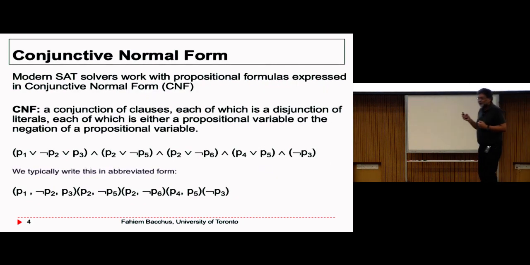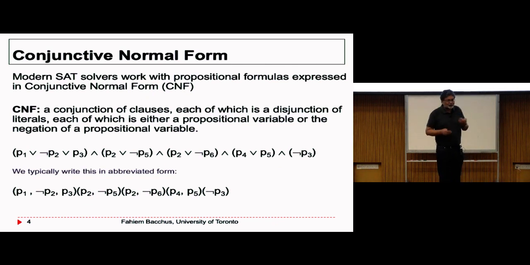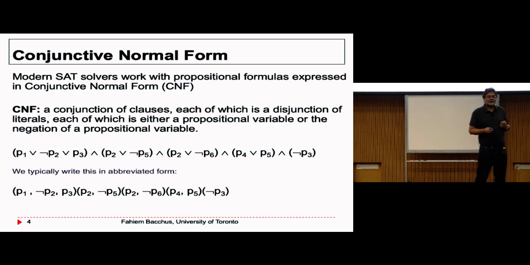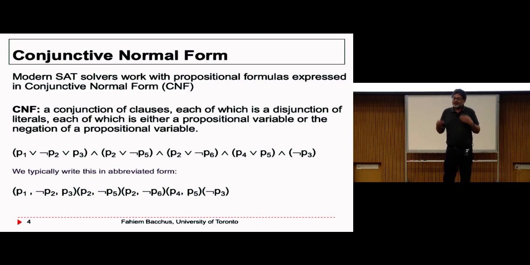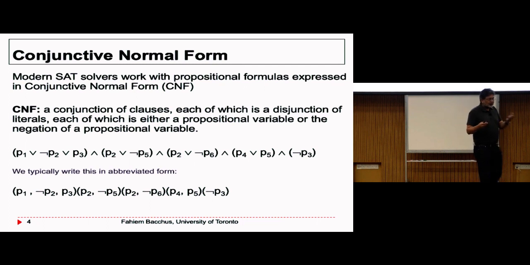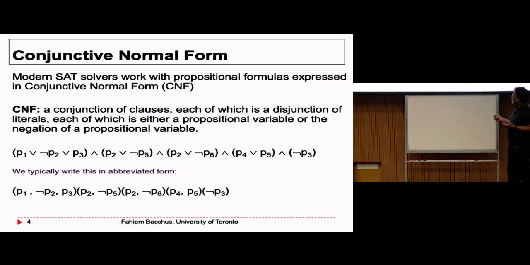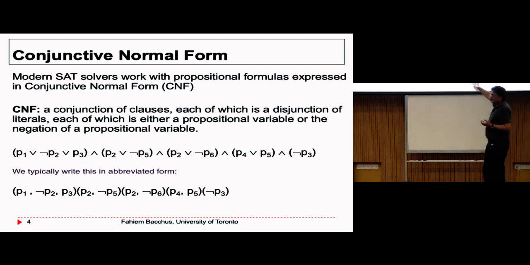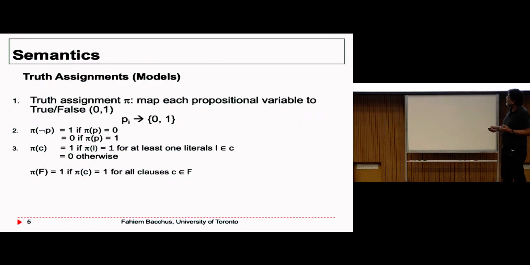So I'm just going to go through some very basic stuff that you may or may not have seen. You've probably seen them. SAT solvers work with conjunctive normal form formulas, which are built from literals: propositional variables or their negation. A disjunction of literals is a clause, and a conjunction of clauses is a CNF formula. Often we will write it without the disjunctions in the middle; we just write a clause as a list of literals.